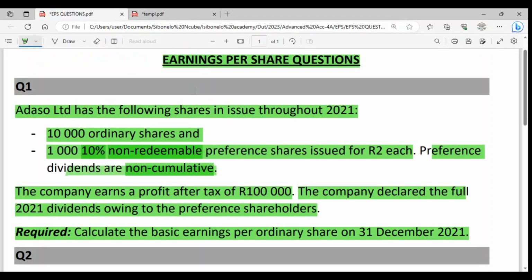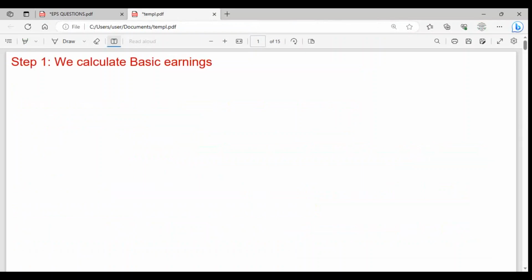Remember, I told you that since we are told that the company made a profit of 100,000, this 100,000 will not be fully allocated to ordinary shareholders. There is a portion of this profit that will go to preference shareholders, and then the remaining profit after the payment of what is due to preference shareholders, the remaining balance, will be due to ordinary shareholders. The balance that is due to be paid to ordinary shareholders is what we call basic earnings.